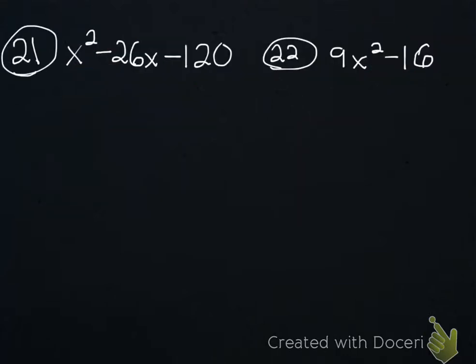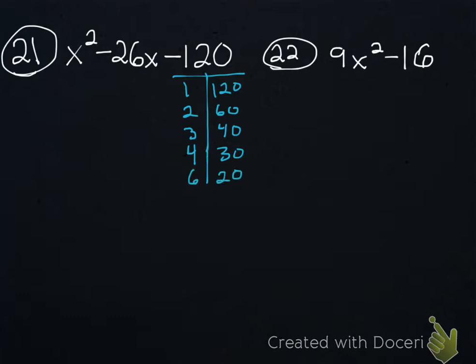Number 21, 120. Let's write the factors. Obviously, 1 times 120, 2 times 60, 3 times 40, 4 times 30. There is a 6 times a 20, and 10 times 12. We could have done 5 as well. The 120 is negative, so I need the numbers to subtract to give me the middle term, 26.